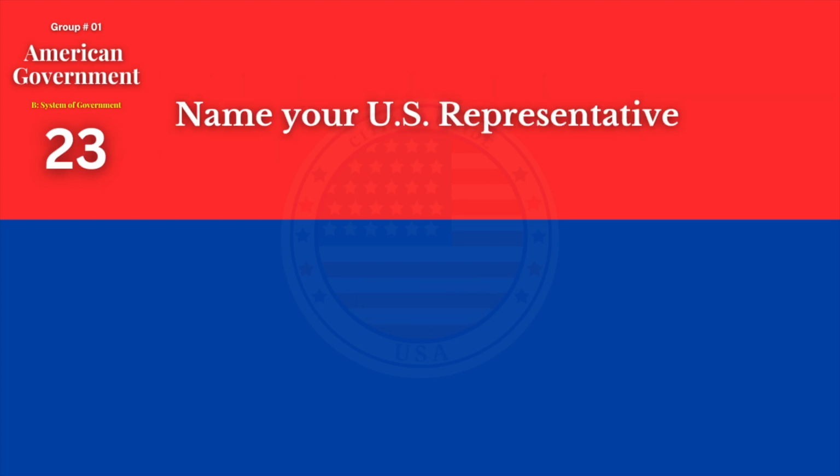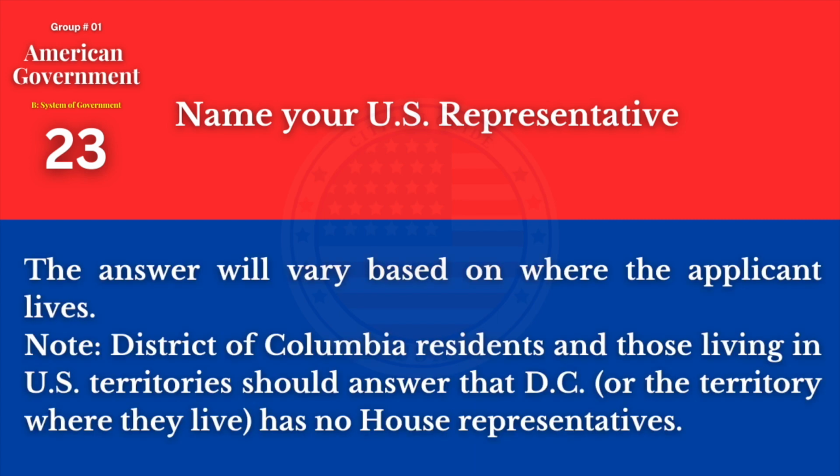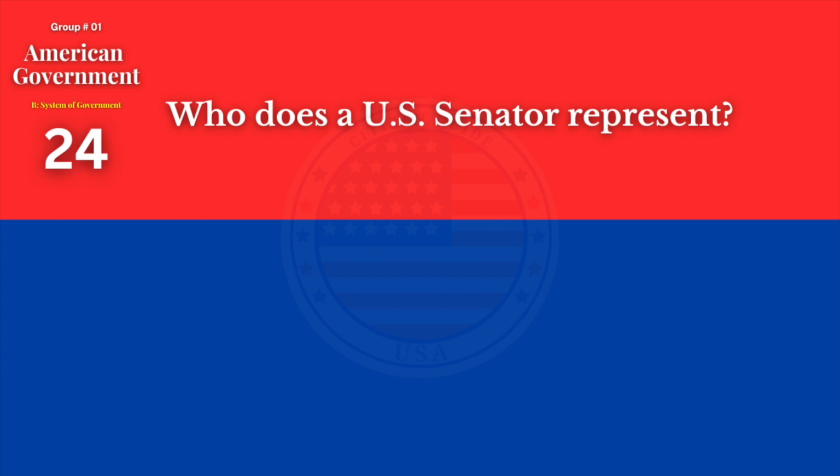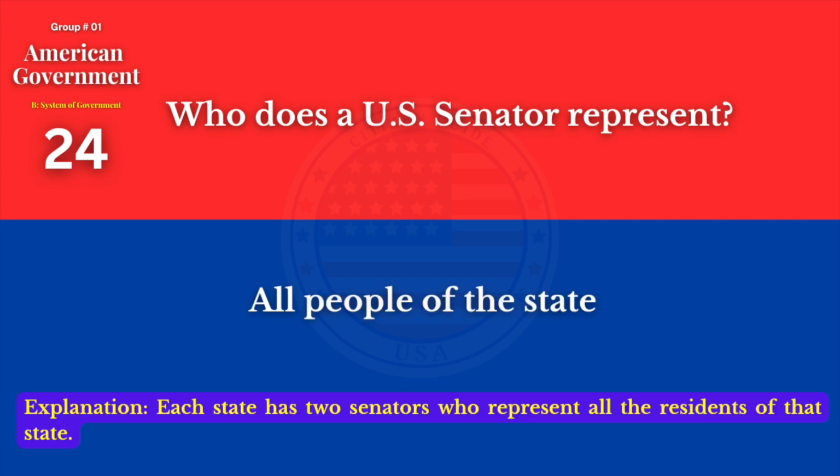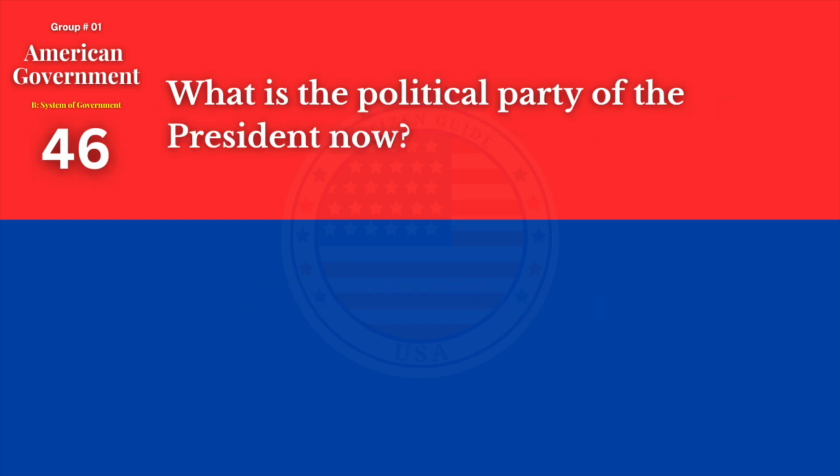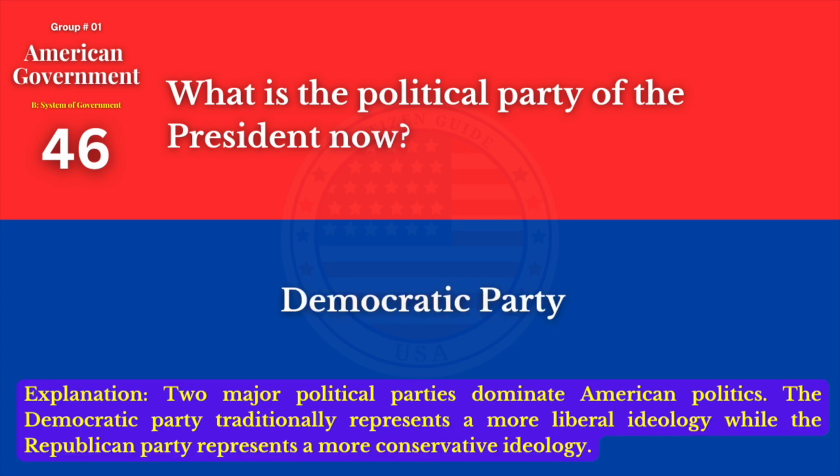Name your U.S. representative. The answer will vary based on where the applicant lives. Note: District of Columbia residents and those living in U.S. territories should answer that D.C., or the territory where they live, has no House representatives. Who does a U.S. senator represent? All people of the state. What is the political party of the president now? Democratic Party.